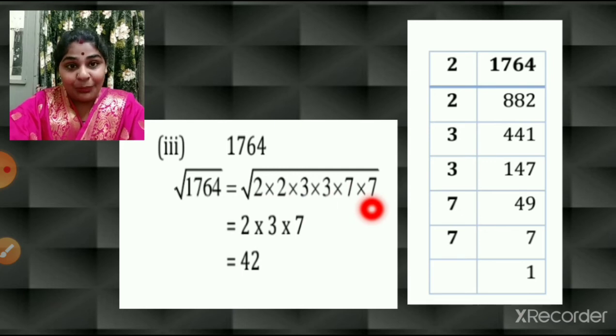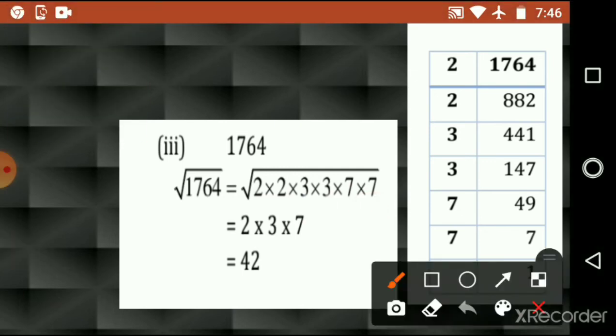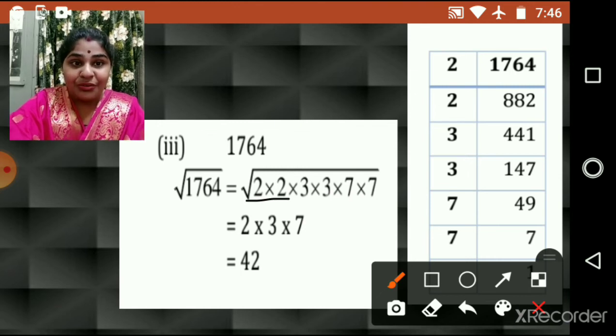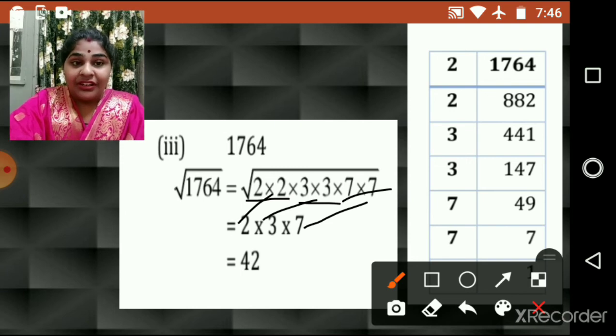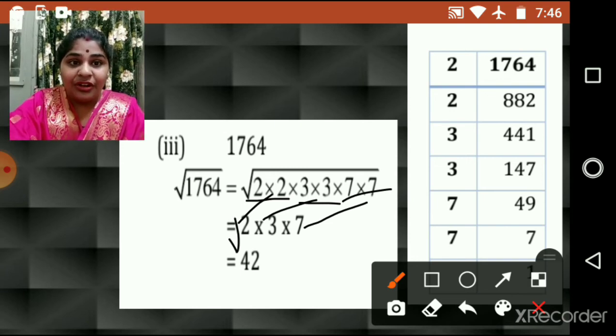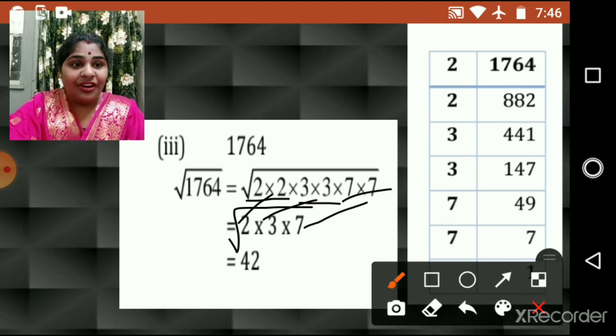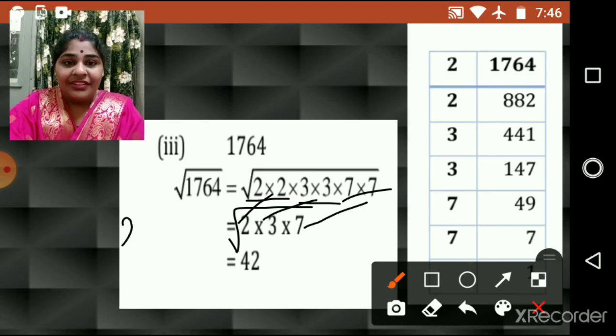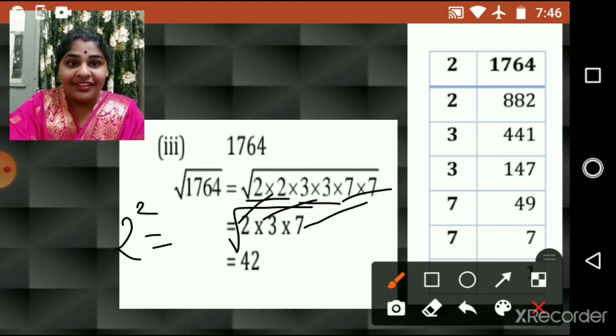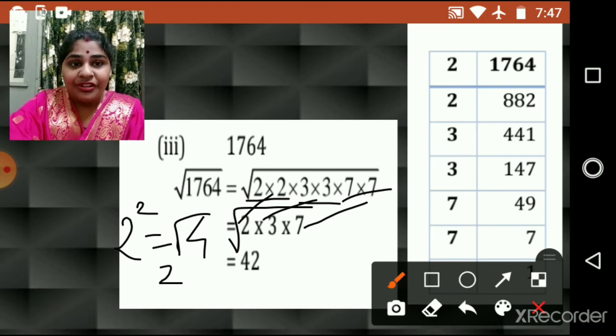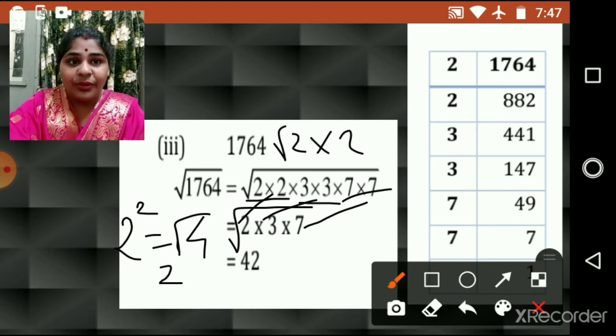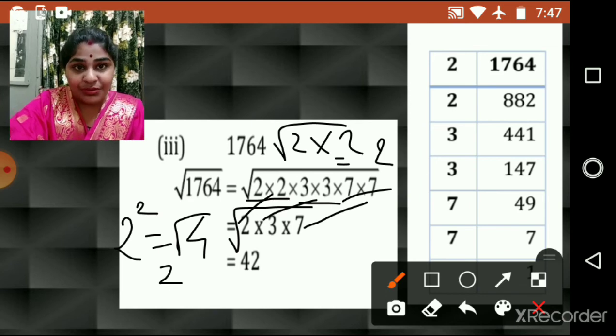Now you look for the similar factors, right? Here I can see one similar pair, 2 into 2, so one 2 comes out of the square root. 3 into 3, so one 3 comes out. 7 into 7, so one 7 comes out. Now, children, here you will not write the square root, right? Because now pay your attention here. Suppose I write 2 square, it is 4, but the square root of 4 is nothing but 2. So the square root of 2 into 2 is equal to one 2 outside.